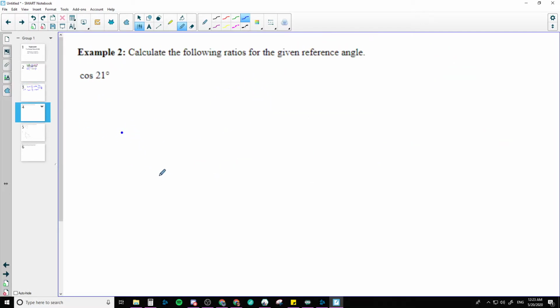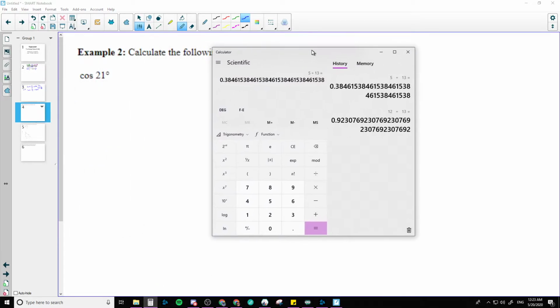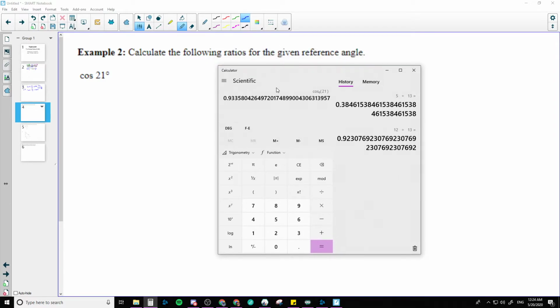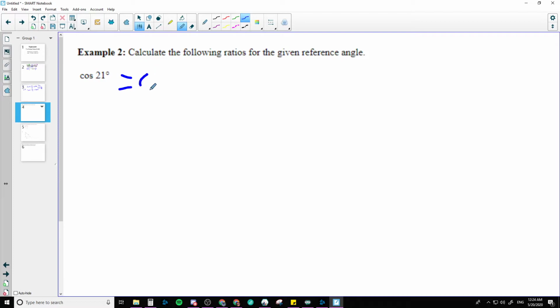For example 2, it asks us to calculate the following ratios for the given reference angle. So here we're going to have to actually use our trigonometry function. So again, on the Microsoft calculator, you have to put the number in first and hit the cosine button. And it tells us 0.9336. And we'll keep the 4 decimal places, just because that's what we were using before. So 0.9336 is the calculation of the ratio for cosine 21. And again, if you have a fraction button on your calculator, you can turn that into a fraction.